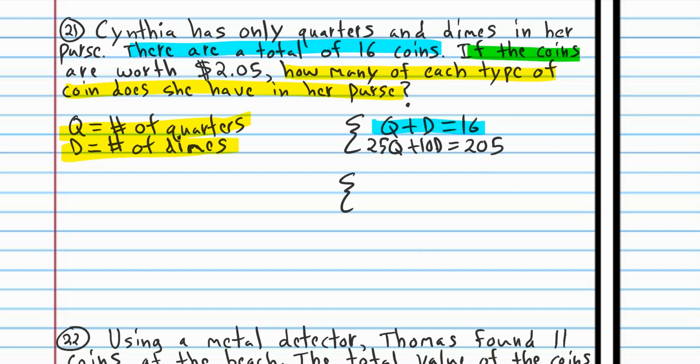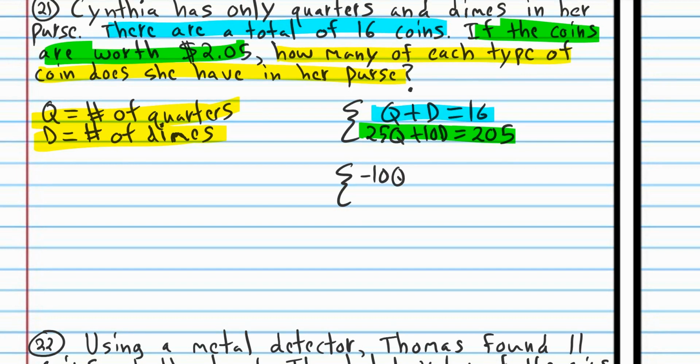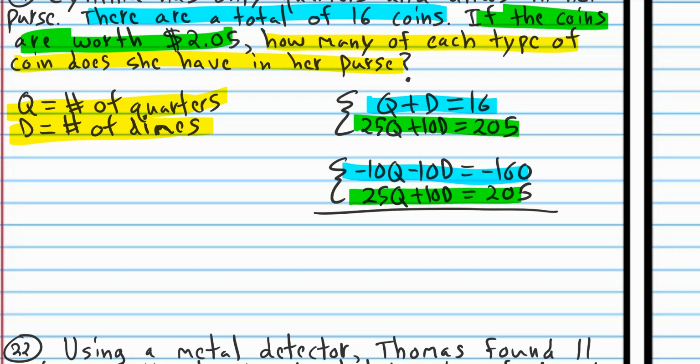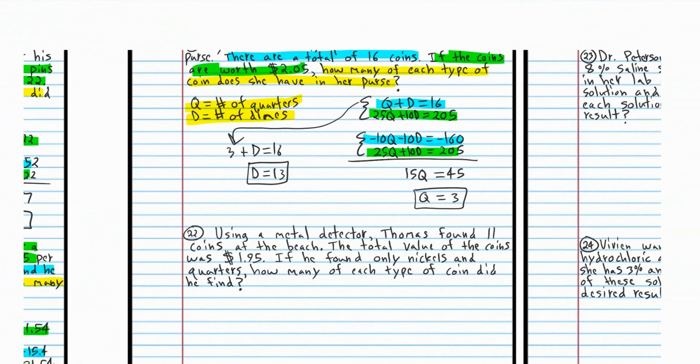Multiply the top equation. I'm going to eliminate D. Multiply the top equation by -10, and add the equations. We get 15Q is equal to 45. Divide both sides by 15, and we see we have 3 quarters. So if you got 3 quarters, good job. And if you have 3 quarters, obviously, you're going to have 13 dimes. So if you got those answers, good job.